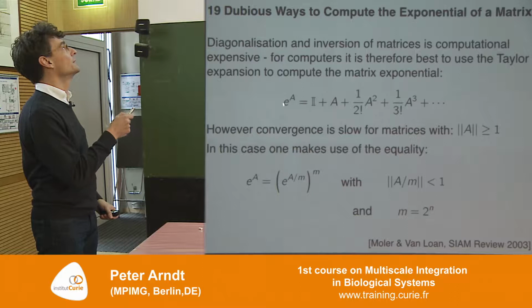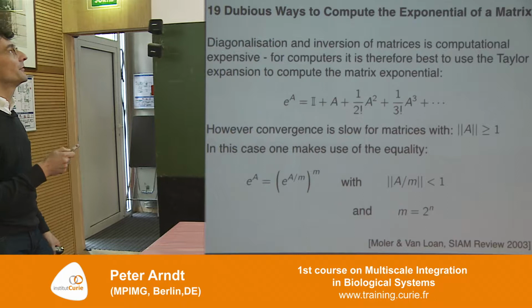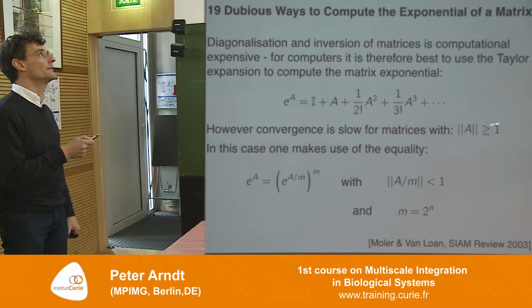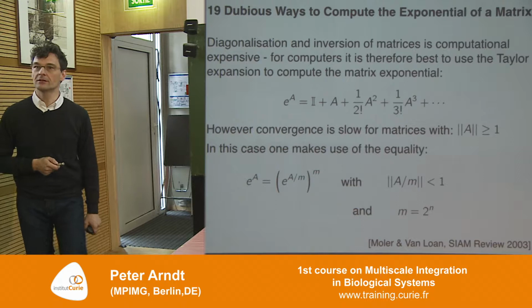Okay, here it's A. And that's because, if you take the Taylor series, the convergence of this Taylor series is very slow if the norm of A is greater than 1. So this is a big hassle because then you have to, I don't know, take thousands of terms, and that gets computationally expensive.